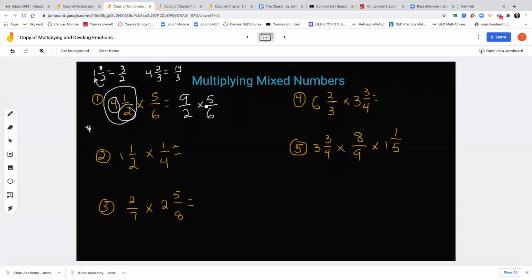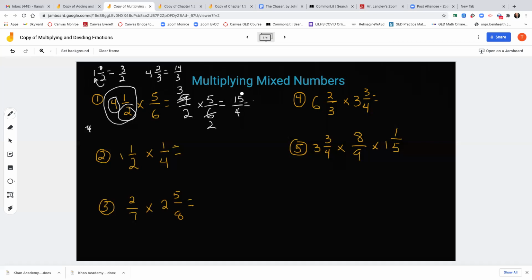Now I can multiply. I ask myself, can I cross cancel anything here? Oh yeah. 3 goes into this twice. 3 goes into 9 3 times. Make sure you cancel so you don't forget what to multiply. 3 times 5 is 15 and 2 times 2 is 4. That answer is improper. Changing it to a mixed number, you divide 4 into 15, it goes into it 3 times.